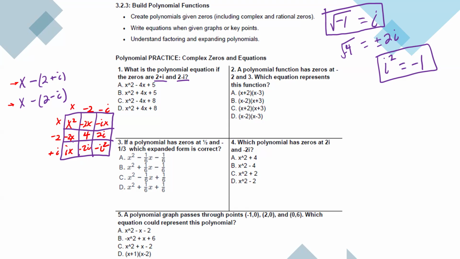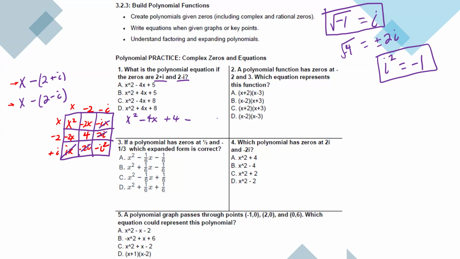I can't eliminate negative 2x, but I can eliminate ix and negative ix. Remember, you can only eliminate when they are opposites of each other, right? And I can eliminate positive 2i and negative 2i. So what I'm left with: x squared has no friend. I have negative 2x and negative 2x, and that makes negative 4x. I have 4, and I'm left with negative i squared.